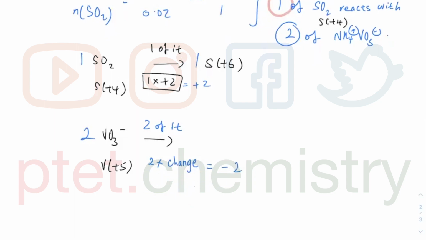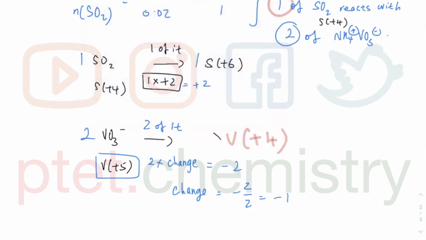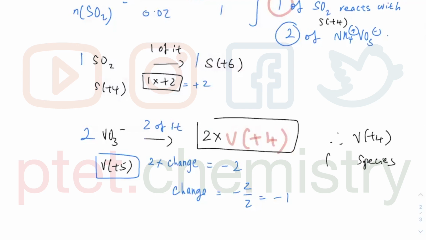Yeah. Okay, so what is the change then? The change must be minus 1 because it's minus 2 divided by 2. So the change is just minus 1. So you started with vanadium plus 5. That means the change will not be vanadium plus 3, it will be vanadium plus 4. Then we have 2 of it, so it's multiplied by 2. Does that make sense? Yeah. So therefore, it must be vanadium plus 4, the species, the final product.